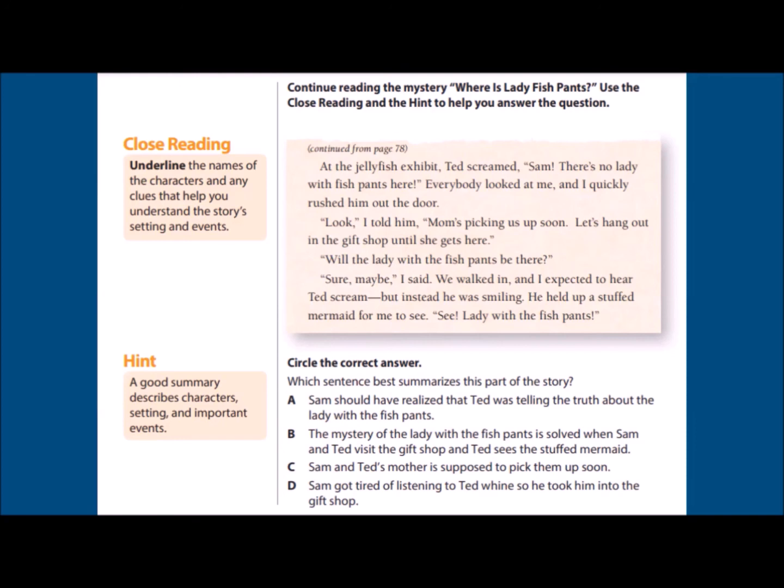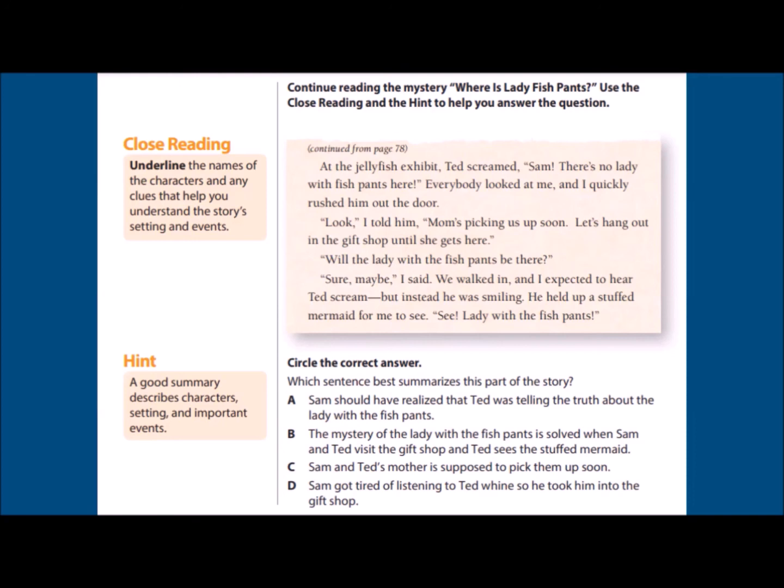All right, let's go on to B. The mystery of the lady with the fish pants is solved when Sam and Ted visit the gift shop and Ted sees the stuffed mermaid. Okay, it's talking about the mystery is solved, so that's the resolution. It gives me my characters, Sam and Ted. What did they do? They visited the gift shop, and what did they find? They find the stuffed animal that looks like the fish pants lady. Well, that sounds like a really good choice. That one's going to be hard to beat. All right, so let's keep B in the back of our mind.